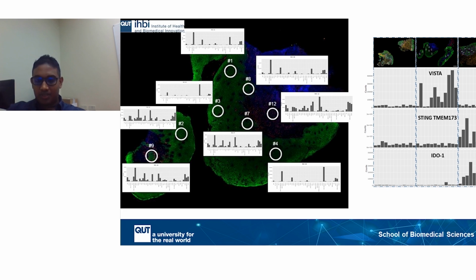So they're involved in immune regulation, and we're trying to look at this in greater depth. So not just the PD-1, PD-L1, but what about the other markers? And then spatially, where is VISTA expressed? Where is STING expressed? Where is IDO1 expressed? And how does that associate with disease progression?